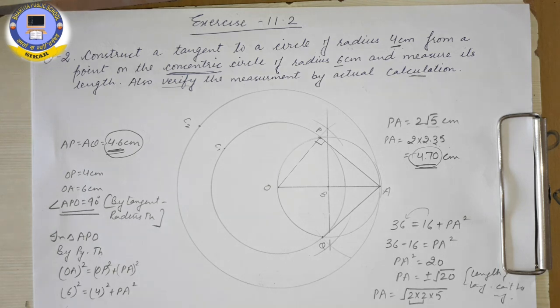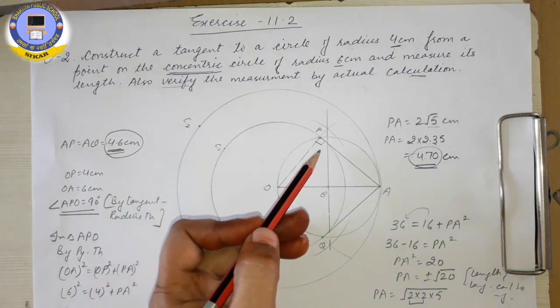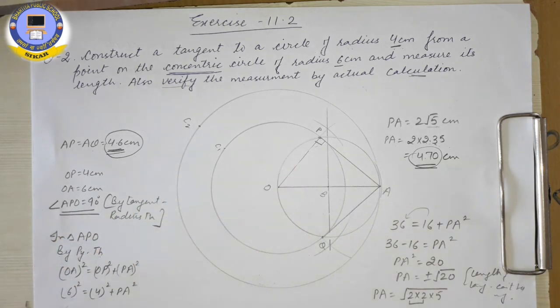Got it? So in this way, if the question asks to measure them, we can measure them. Or if they have asked to find out the length of tangent by actual calculation, that also we can do by applying first the concept tangent radius theorem, why this angle is 90 degree, and then by applying Pythagoras theorem we can find out the length of tangent by actual calculation also.